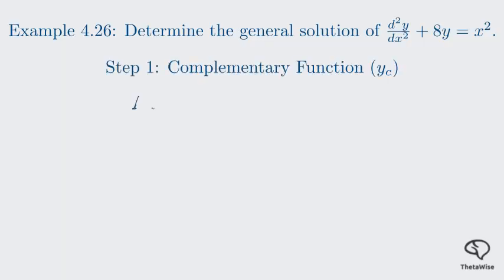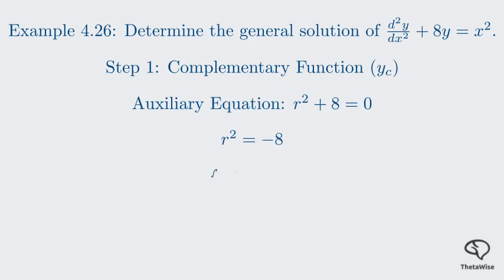The auxiliary equation is r squared plus 8 equals 0. Solving for r squared, we get negative 8. Taking the square root, r is plus or minus the square root of negative 8. We can write the square root of negative 8 as the square root of 8 times the square root of negative 1. This simplifies to plus or minus 2 root 2 times i. These are complex conjugate roots of the form alpha plus or minus i beta. Here the real part alpha is 0, and the imaginary part beta is 2 root 2.